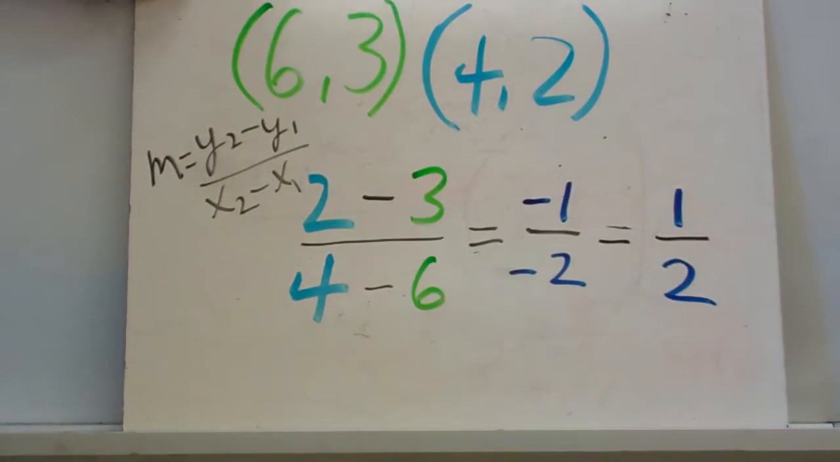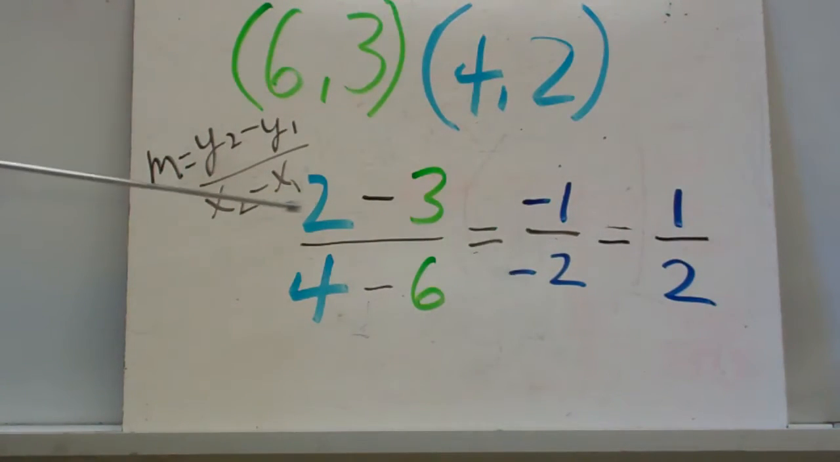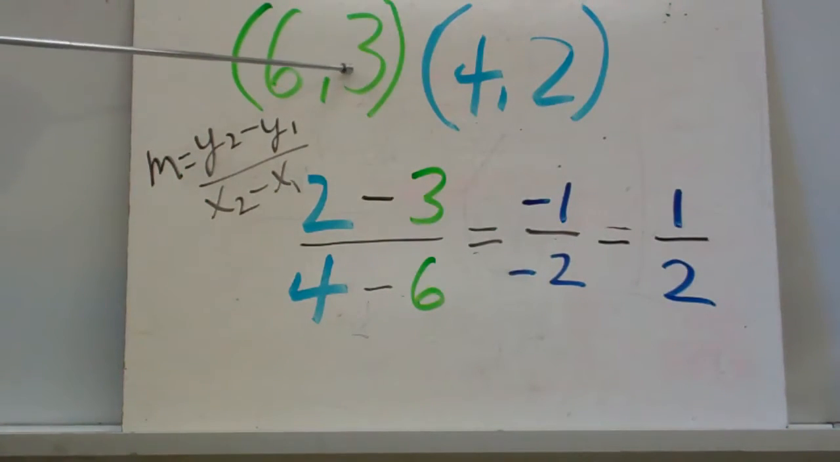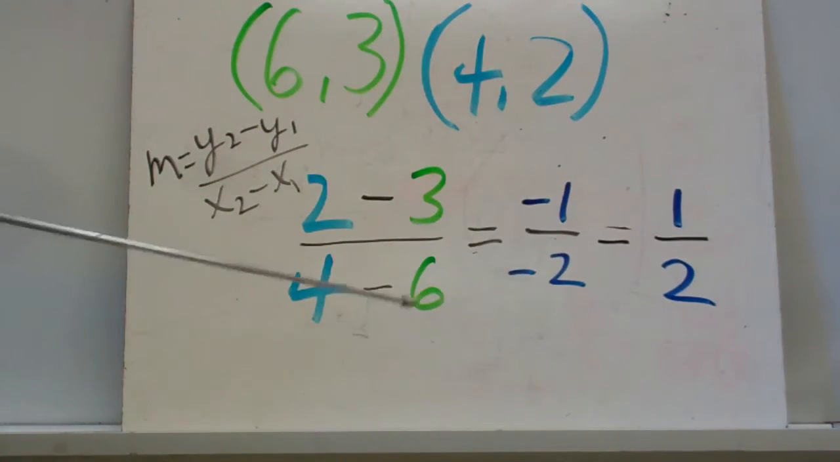But wait a minute, what happens if we didn't want to choose 6, 3 as our y sub 2 coordinate and x sub 2 coordinate? What if we wanted to choose 4, 2 first? Well, that's okay. It's going to work out the same, as long as you are consistent with how you put your points. So in this case, we're going to use 2 as our y sub 2 and 4 as our x sub 2. 3 is going to be our y sub 1, and 6 is going to be our x sub 1.